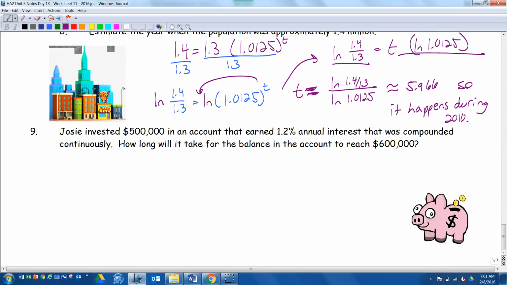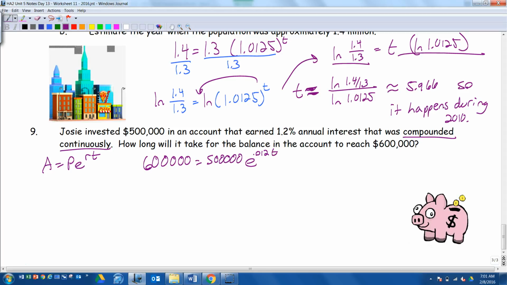Okay. Now we have banking problems. We decide which formula we're going to use. Josie invested $500,000 that earns 1.2% annual interest, compounded continuously. So that's this formula. How long will it take to reach 600,000? So I know my final amount is 600,000. I know my initial amount is 500,000. I know it's e to the 0.012 t. Again, this is just like the problems up above.